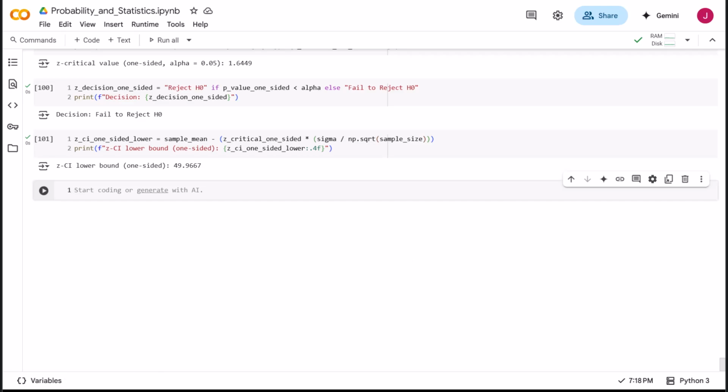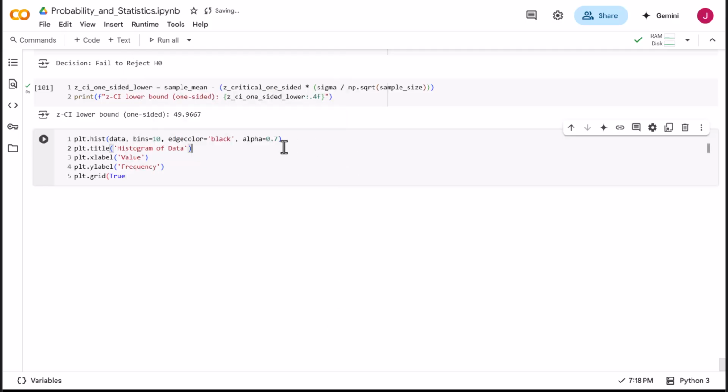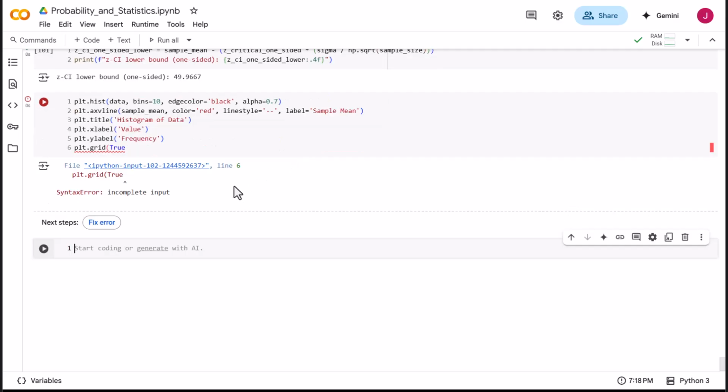Now we can go for plotting. So for plotting, I'm going to first plot histogram of cylinder diameters, plt.hist. And in here, we're gonna pass data, bins, edge color is black, alpha is 0.7. And also here, we can add a line, right? So plt.axvline, then here sample mean, we print sample mean as well.